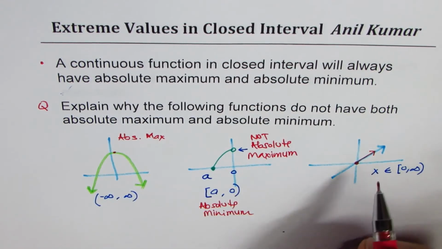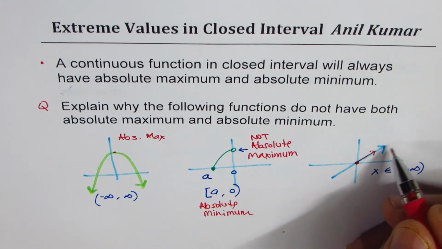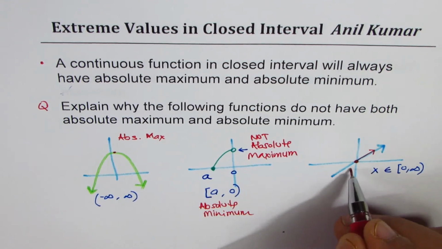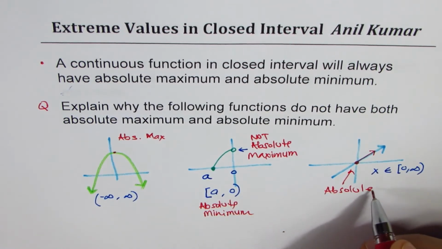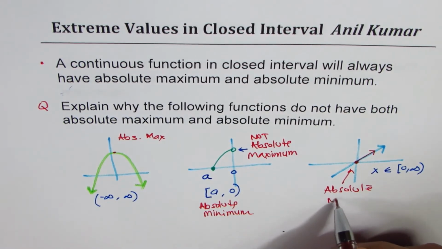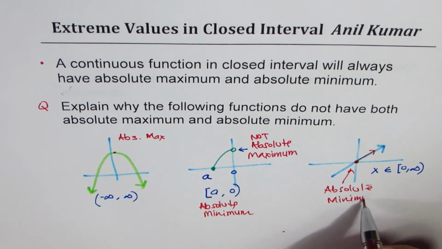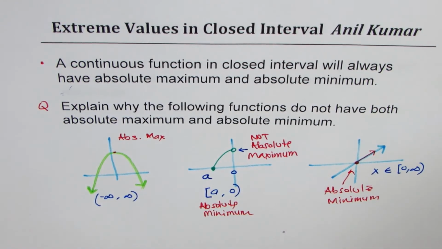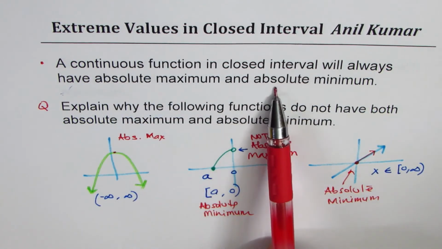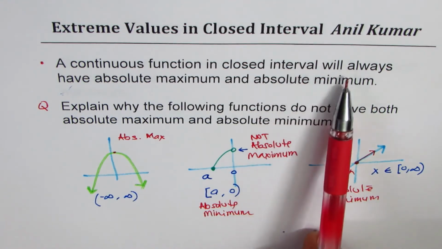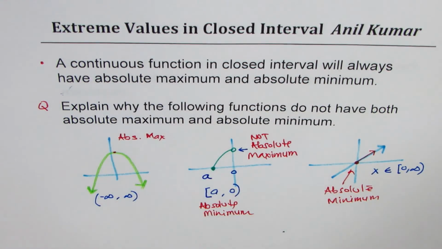In the last case, absolute maximum is not defined, it's approaching infinity, but we have absolute minimum, right? So it's kind of important to understand that a function will have absolute maximum and absolute minimum only in a closed interval when the function is continuous. Do you see that point, right?